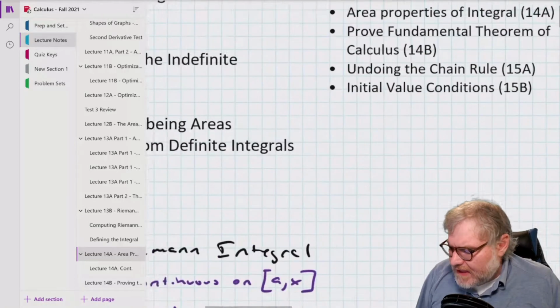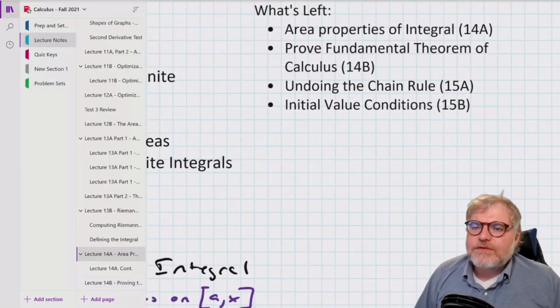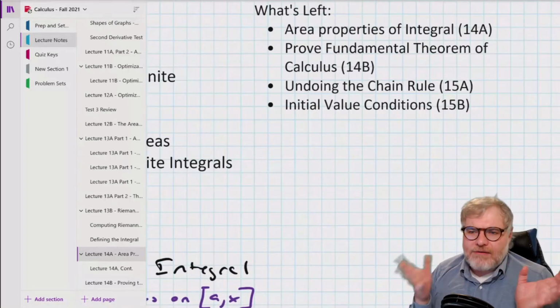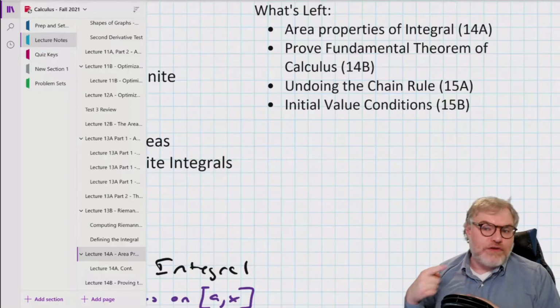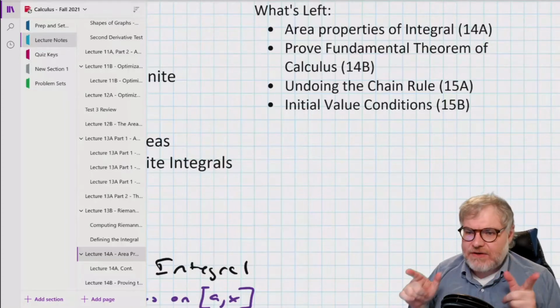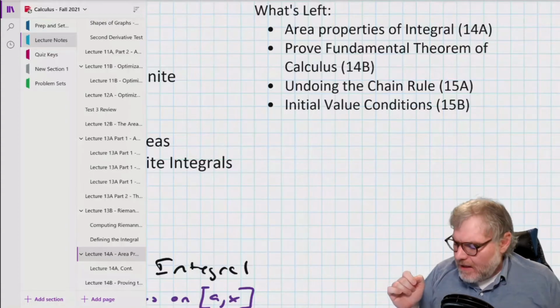Let me just say what's left here because we're nearing the end of the course. So we're going to be talking about area properties of the integral. That's today. Next time, we're going to prove the fundamental theorem of calculus. And that is a very cool lecture. You're not going to want to miss that.